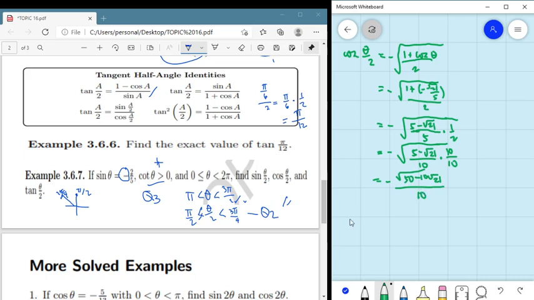Okay. And lastly, our tangent theta over 2 would be, which one should we use? 1 minus cosine of theta over sine theta.